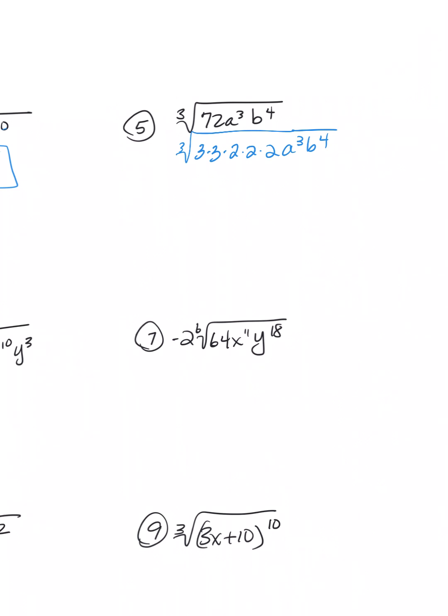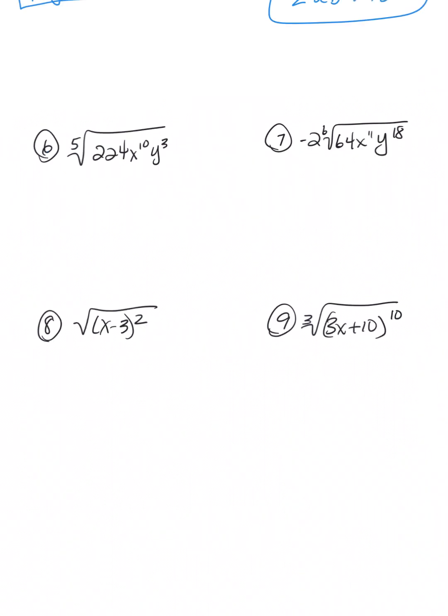Well, the 3s aren't going to come out. The 2s can come out to play, right? The A has a group of 3, so I'm going to take 1A out. B, I can take 3 away from that and leave 1 in. And it's still the cube root. What's left over? Well, I have 3 times 3 is 9. A is gone, and then there's 1B left over.